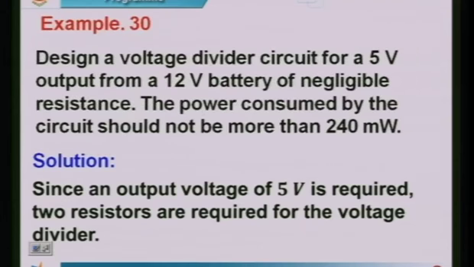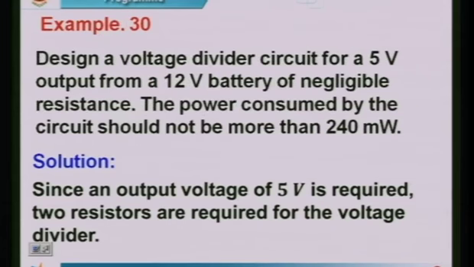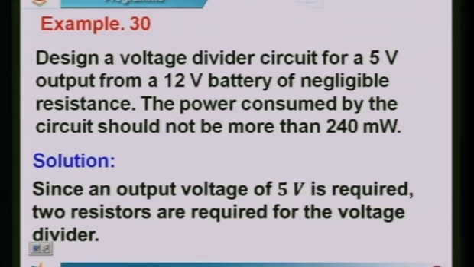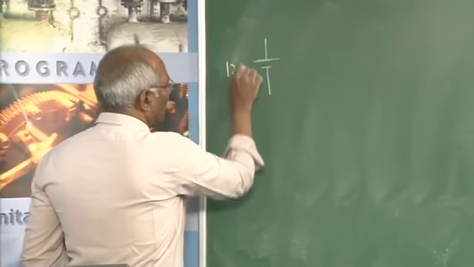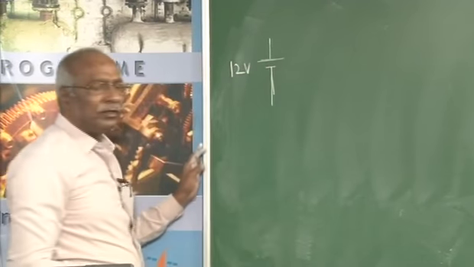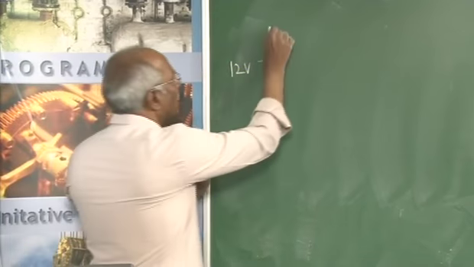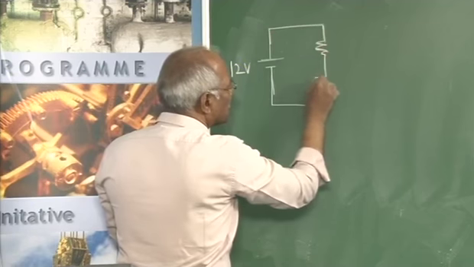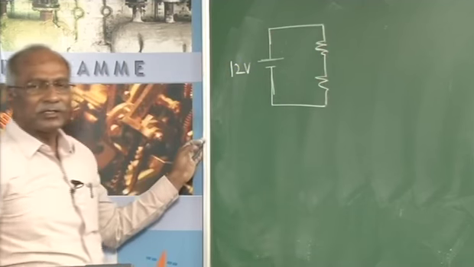Design a voltage divider circuit for a 5 volt output from a 12 volt battery of negligible resistance. The power consumed by the circuit should not be more than 240 milliwatt. It is required to get an output voltage of 5 volts from a source of 12 volt battery. In that respect, this is the 12 volt battery. To have 5 volts, there should be two resistances in series. This is the voltage divider circuit.